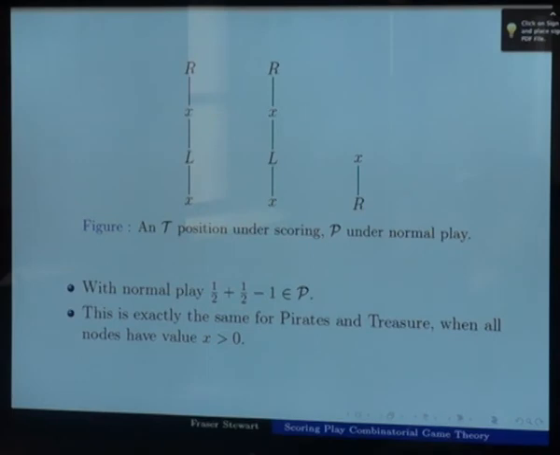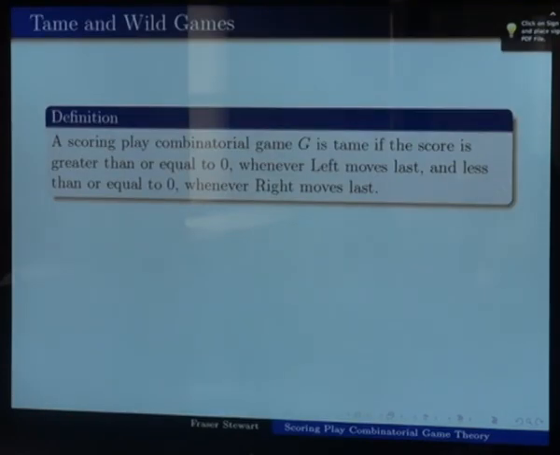And so what we find is that this works in exactly the same way for Pirates and Treasures when we can label all nodes with some value x greater than 0. So what if we look at scoring games in general? The first thing I did again was to look at a slightly more naive approach, and this is in a new paper I just wrote.